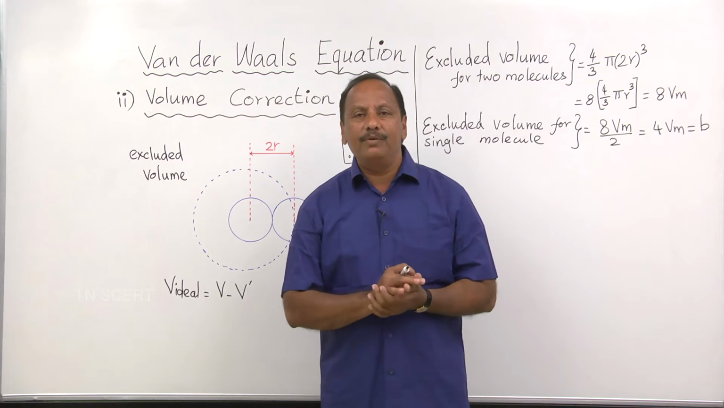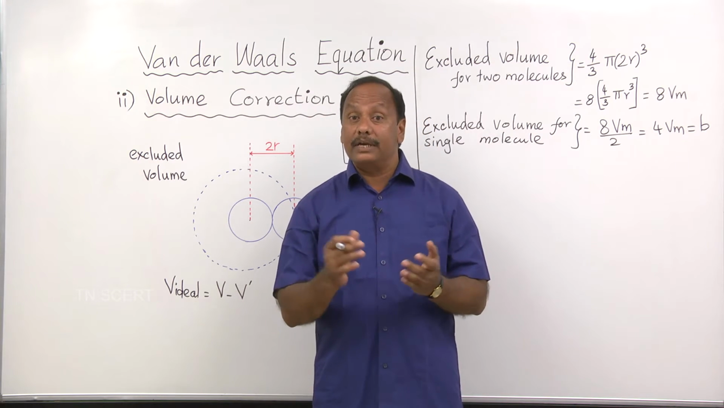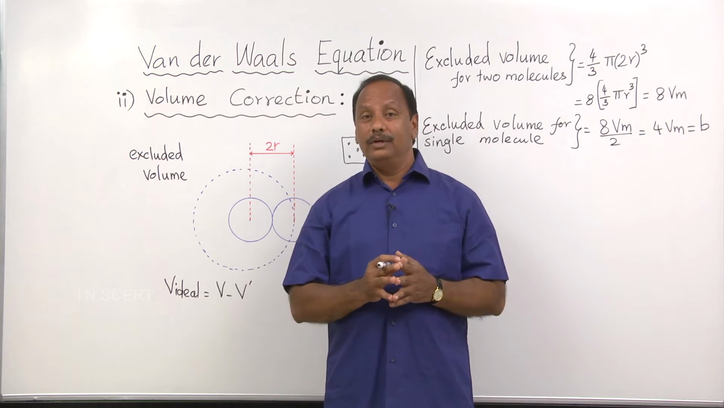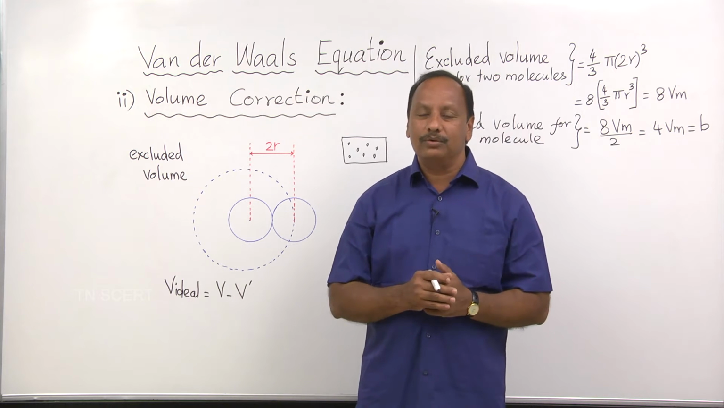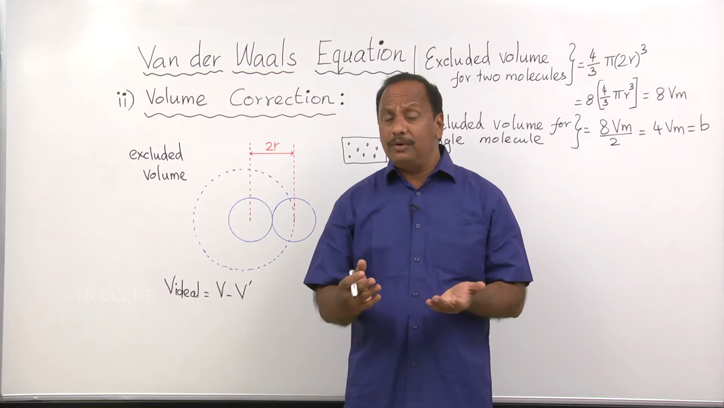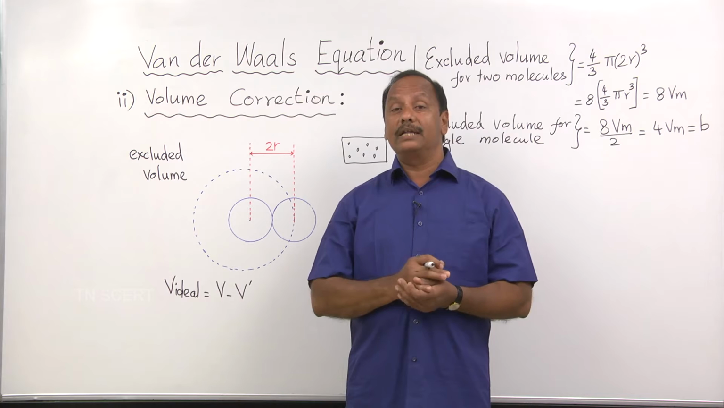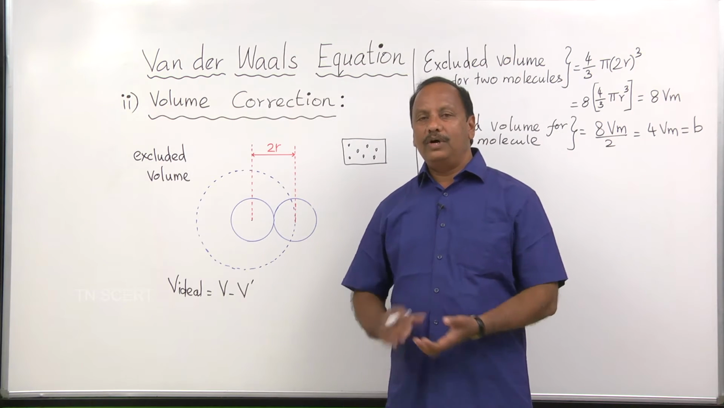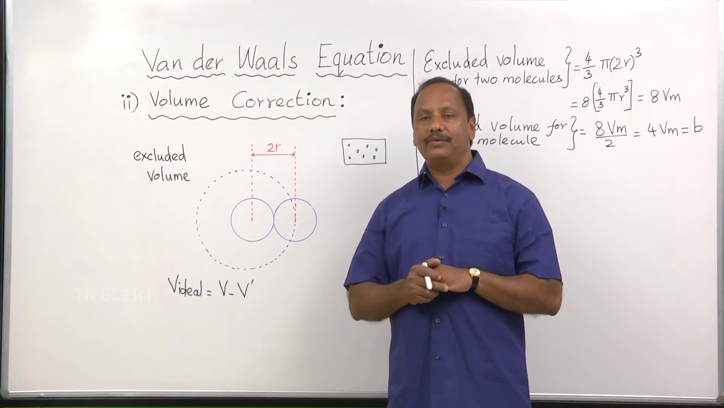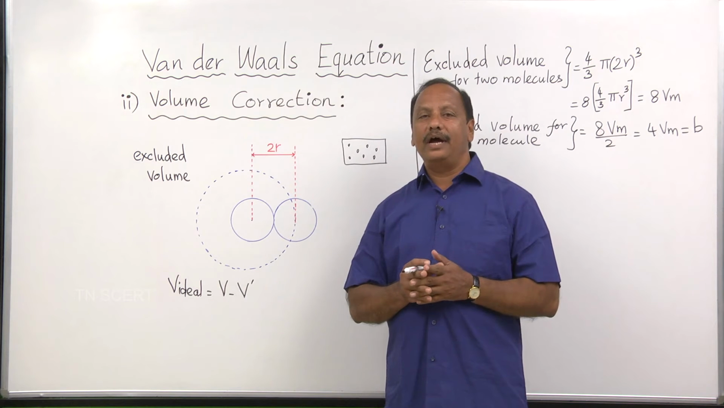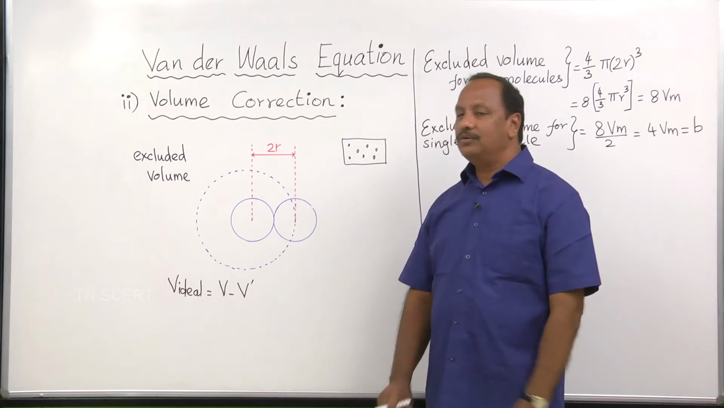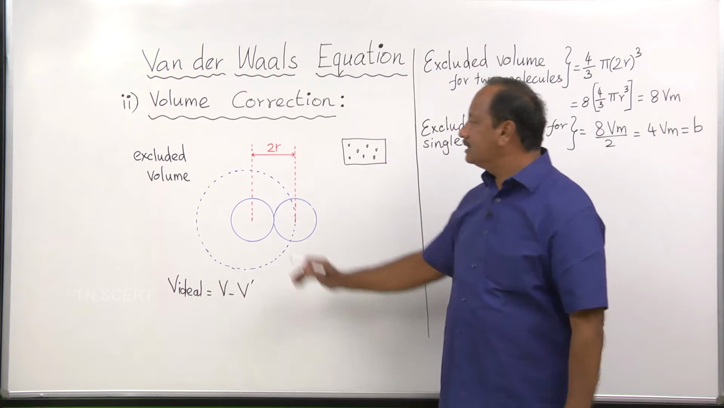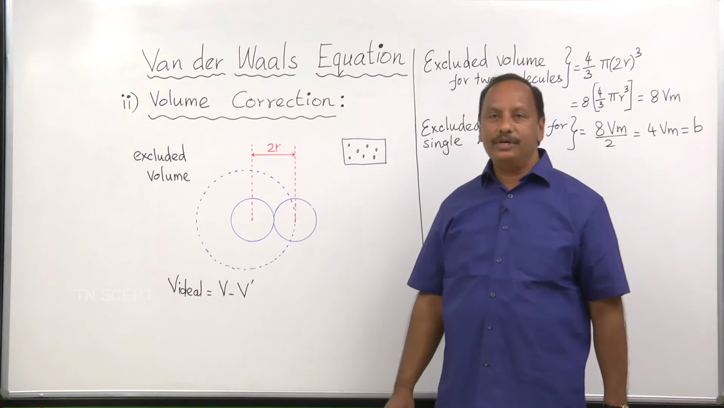Each and every molecule of a real gas occupies a certain, definite volume. This volume is not available for the free movement of the other molecules. Therefore, the measured volume is always greater than the ideal volume. So, Van der Waals introduced a volume correction factor in order to get the ideal volume of the gas. The volume correction factor is known as V dash. What is V dash? V dash is the excluded volume.